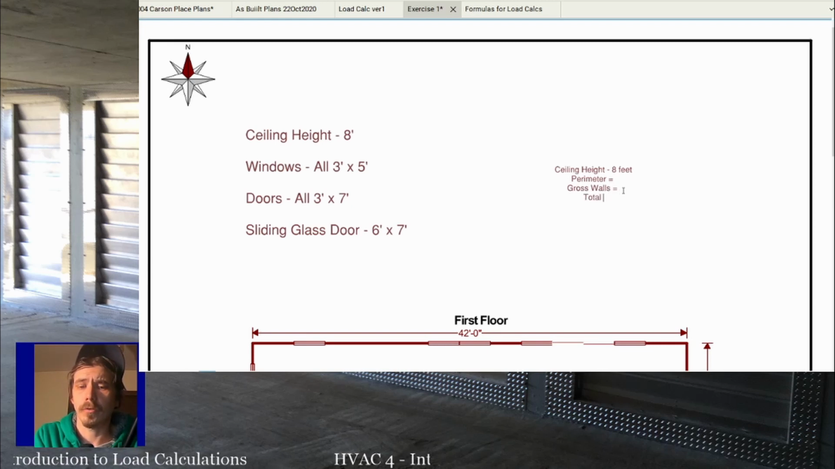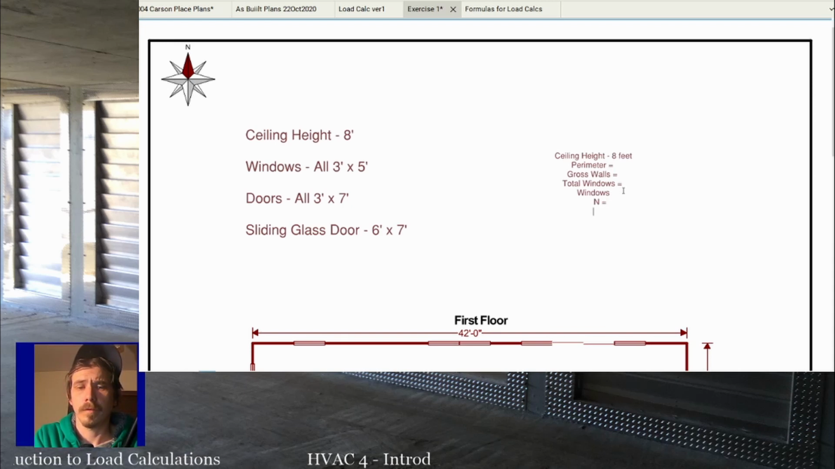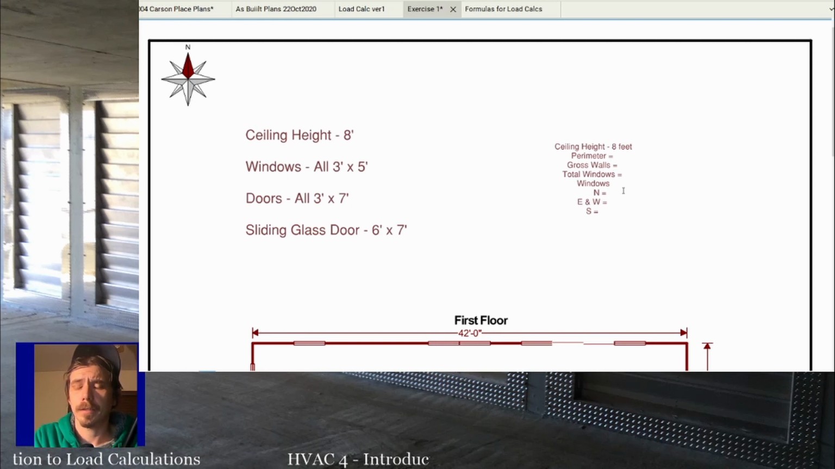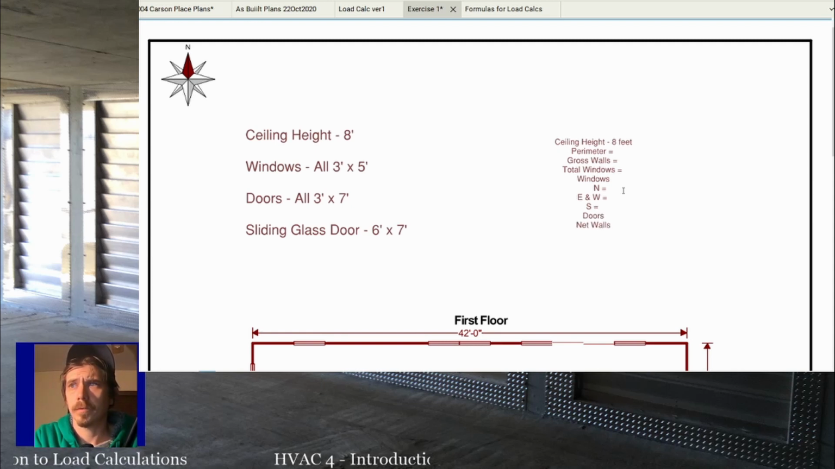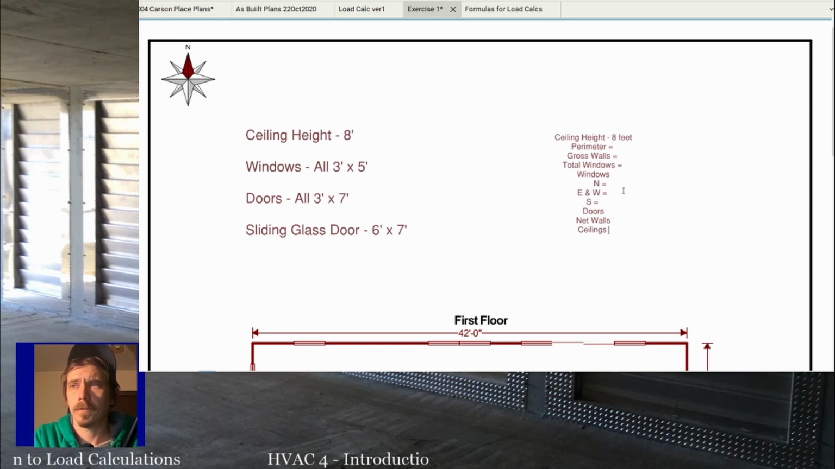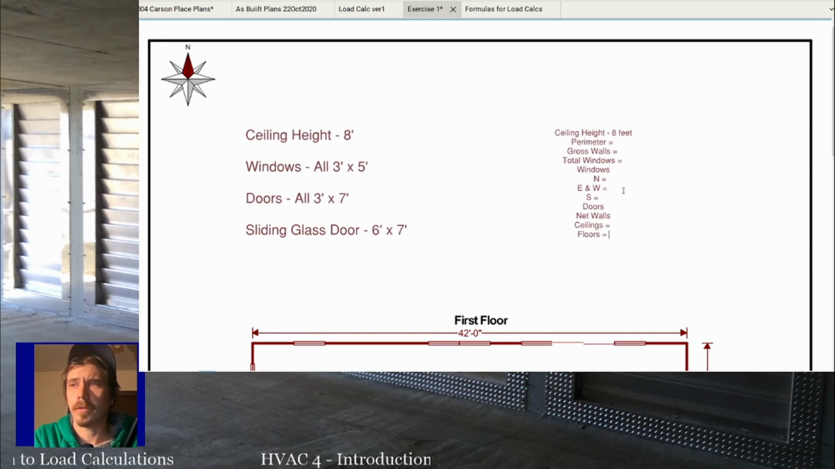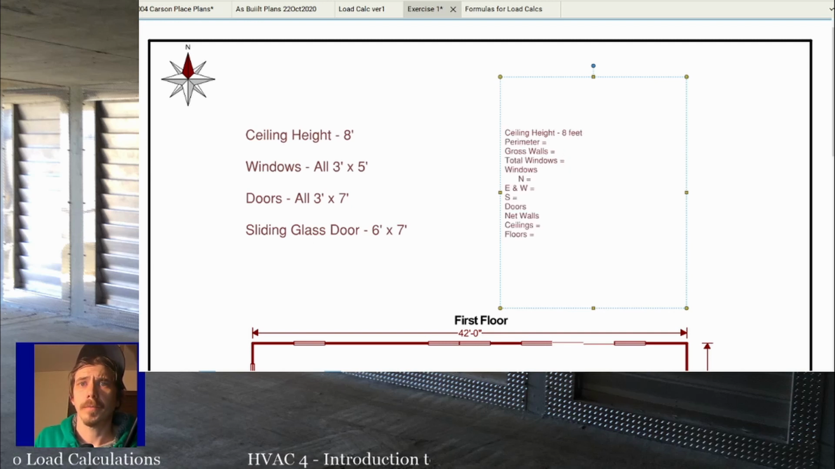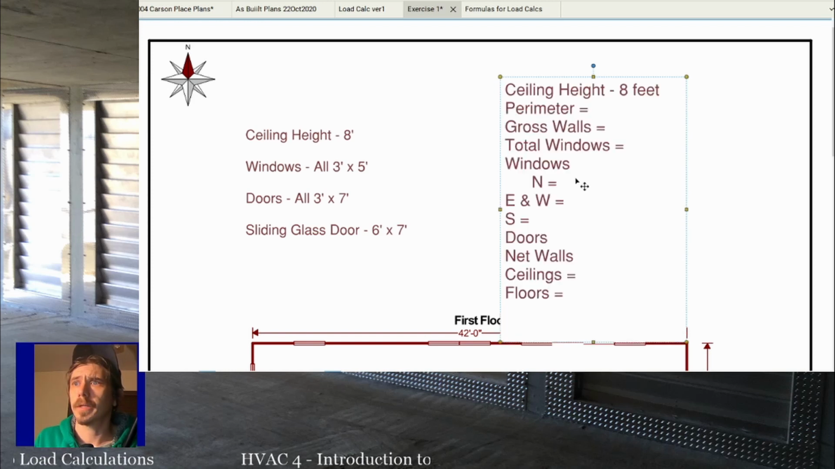We're going to find the total windows. We're going to find windows north, east, and west, and south. We're going to find doors, right? We're going to find net walls, ceilings, and floors. There are going to be no skylights in these first couple examples, so we don't have to worry about skylights. Make this a little bit bigger, so as we're going through it, we can do it together.